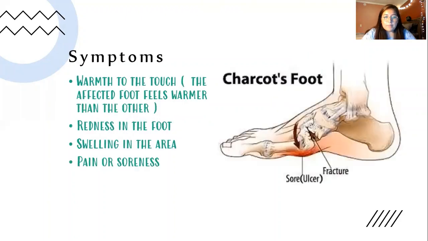and it's really difficult to then treat later on. Some signs and symptoms: we have warmth to the touch. The affected foot feels warmer than the other. There's redness in the foot. There's some swelling in the area. There's some pain and some soreness. And in the image here, we can identify where the bones and joints are pushing down, causing a sore or ulcer, leading to fractures and damage to the peripheral nervous system.